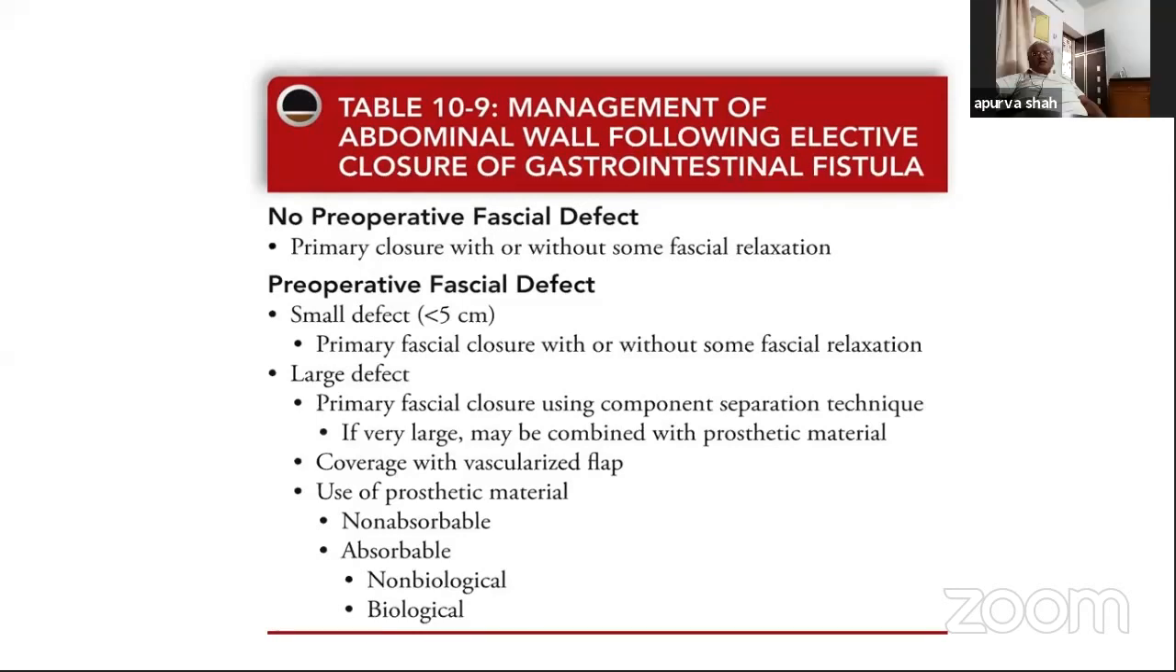Management of abdominal wall. In case of open abdomen with fistula, if there is no preoperative fascial defect, primary closure should be done without any fascial relaxation. If there is a preoperative small defect of less than 5 centimeters, primary closure can be done with or without some fascial relaxation. And if a defect of more than 5 centimeters is present, component separation technique can be used, or it may be combined with prosthetic material, or the coverage can be done with a vascularized myocutaneous flap, which is latissimus dorsi flap, or use of prosthetic material like biological and non-biological, absorbable, non-absorbable.